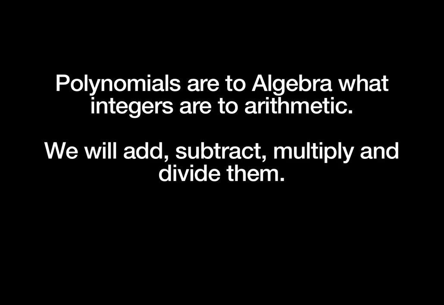All right, so polynomials are to algebra what integers are to arithmetic. So back when you wrote add, subtract, multiply, divide, that's arithmetic. And then from that, we did all sorts of operations with those integers. Now we have algebra, which means we have equations, and we're going to do to all these polynomials in algebra what we did to the integers in arithmetic. We're going to add them, subtract them, multiply them, and divide them.